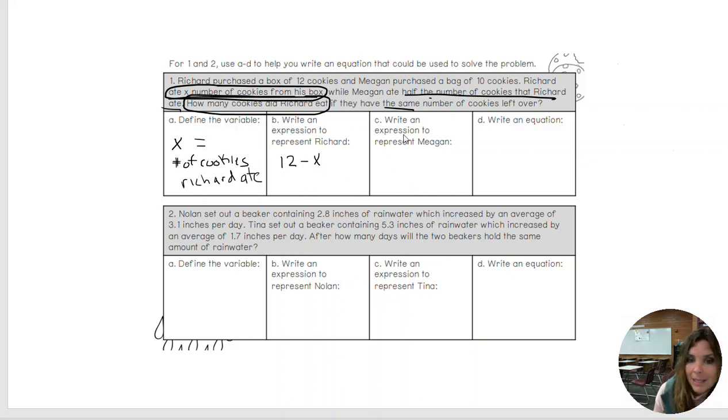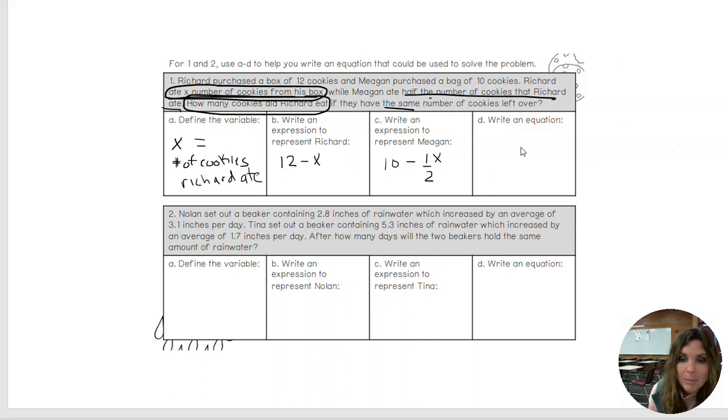Okay, and then let's go ahead and write an expression to represent Megan. We know that Megan ate half the number of cookies that Richard ate. Megan started off with 10, and she ate half of the number of cookies that Richard ate. So the expression for Megan is going to be 10 minus 1/2 times however many cookies Richard ate.